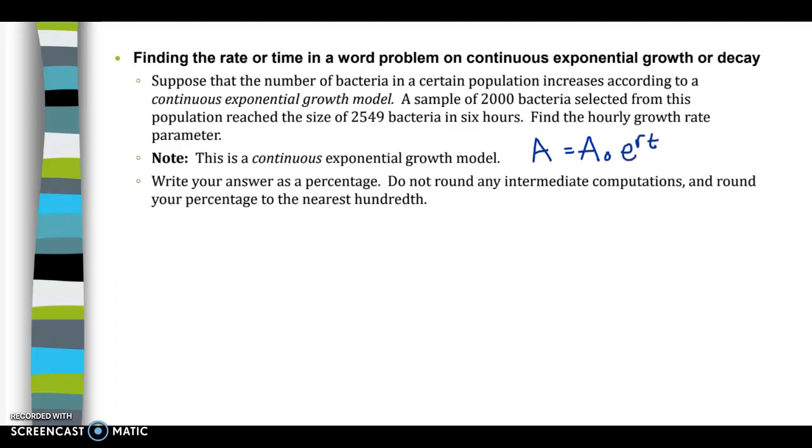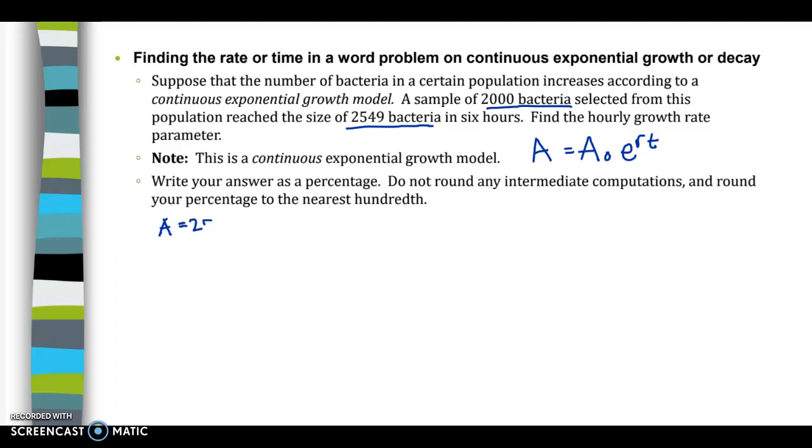Now, usually we're given R and T, and we're given A naught. So in the past, those are what we were being given, and then we were supposed to find A. But now we have a sample of 2,000 bacteria selected from this population, and it reaches the size of 2,549 bacteria.